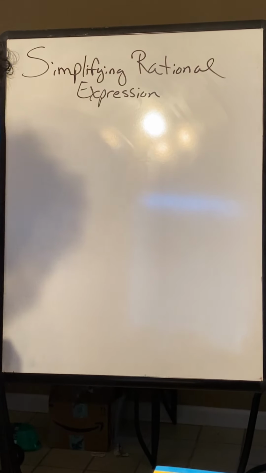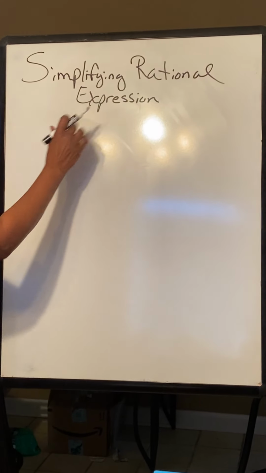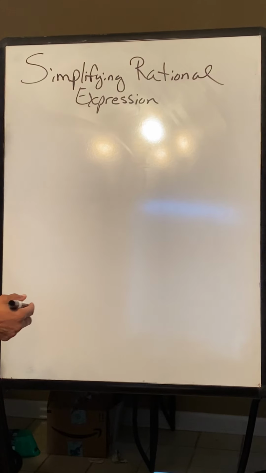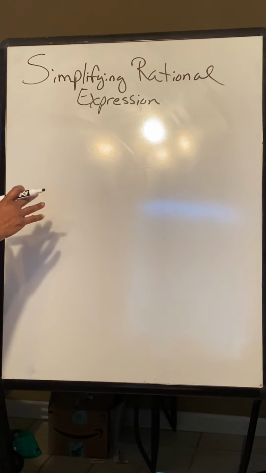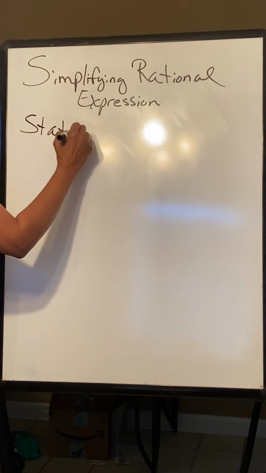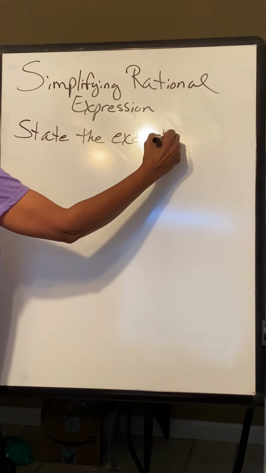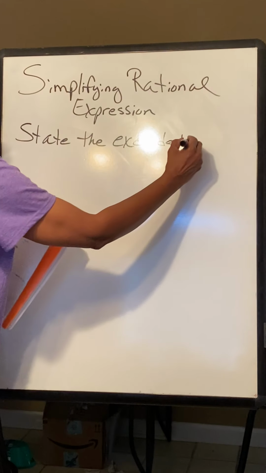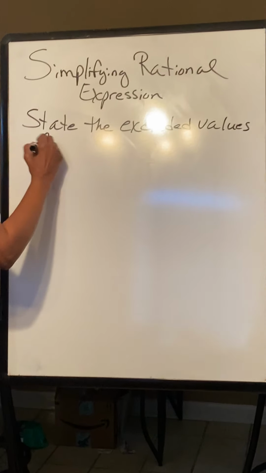So the first thing we're going to do is take a rational expression and find what we call excluded values. An excluded value is the number that will make your denominator a zero. So our first set of instructions: state the excluded values for each rational expression.